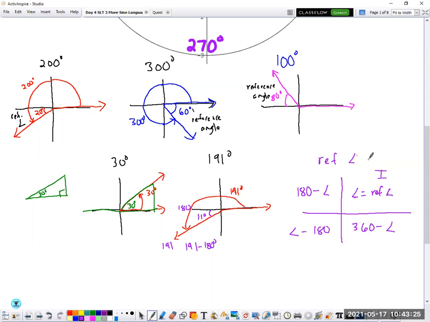I want to be clear. This is what gives you the reference angle. This is how we're going to find it. We found the 60-degree angle by doing 360 minus 300. We found the 20-degree reference angle by doing 200 minus 180. I want to pause here, do some announcements, and then we'll get back into this conversation.